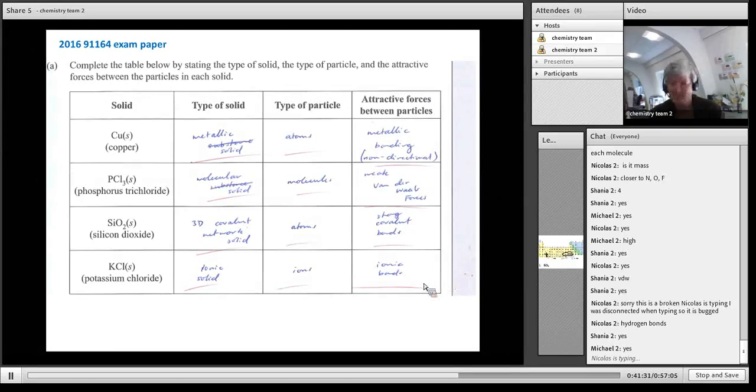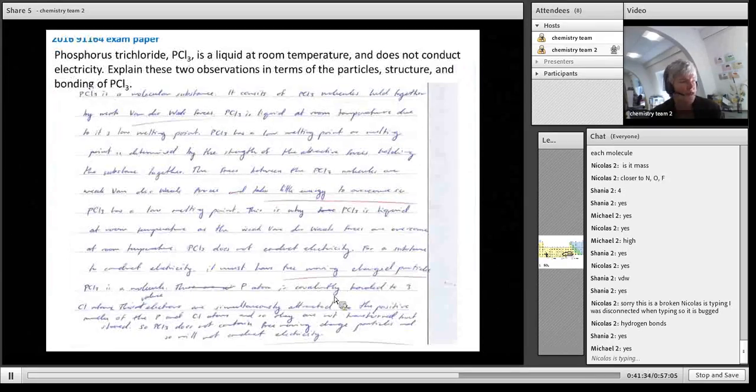It's not in-depth explanation. Now here's something where it says phosphorus trichloride is a liquid at room temperature and does not conduct electricity. So explain these two observations in terms of particle structure and bonding. So remember what I said about the macro, the micro, and the model. Okay, here you don't do too much of the model, although you could have drawn a Lewis diagram, I suppose, a Lewis structure if you wanted to.